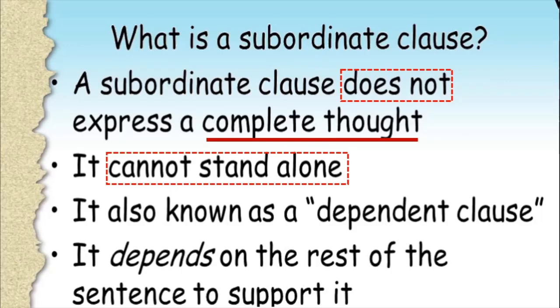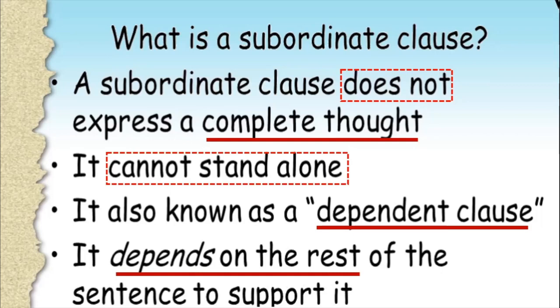Then we also discussed that it is also called the dependent clause. So the subordinate clauses are also called dependent clauses, and it depends on the rest of the sentence to support it. Why is it called a dependent clause? Because it depends on the rest of the sentence to support it.